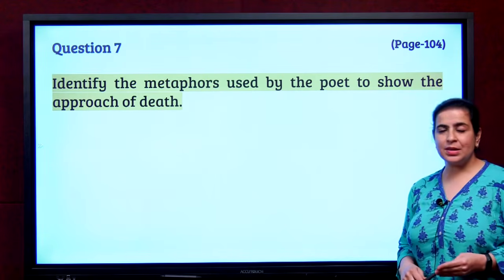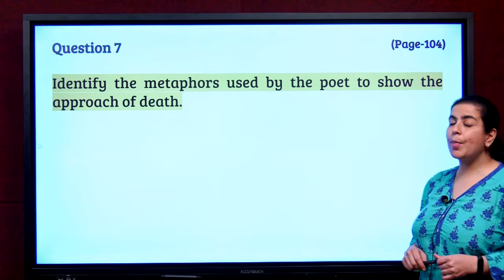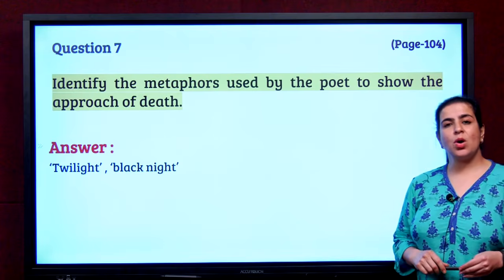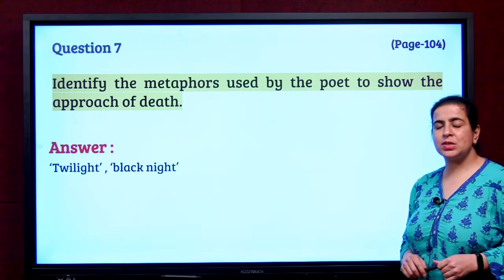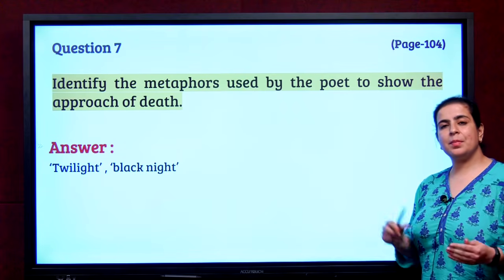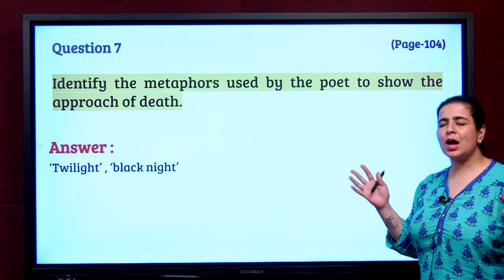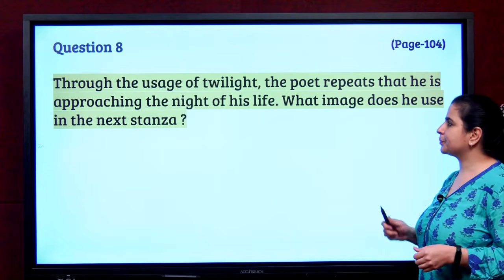Question number 7. Identify the metaphors used by the poet to show the approach of death. Twilight or black night. These are the two metaphors he has used. He is comparing twilight to death, and black night, dark, loneliness, sadness to death.